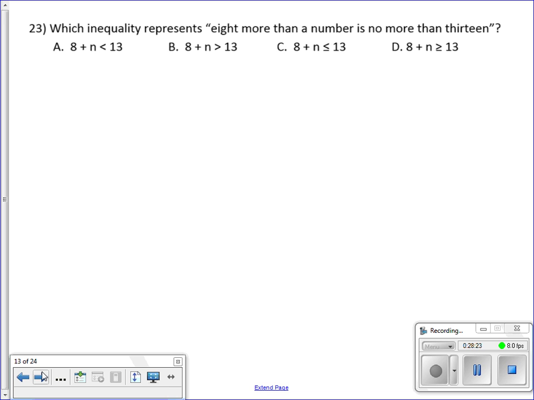Okay, we have: which inequality represents 8 more than a number is no more than 13. We have the phrase more than a couple times here, so we have to really think. 8 more than a number. In this case, this more than means an operation of addition. 8 more than a number. Now, this part is no more than. That's my inequality.